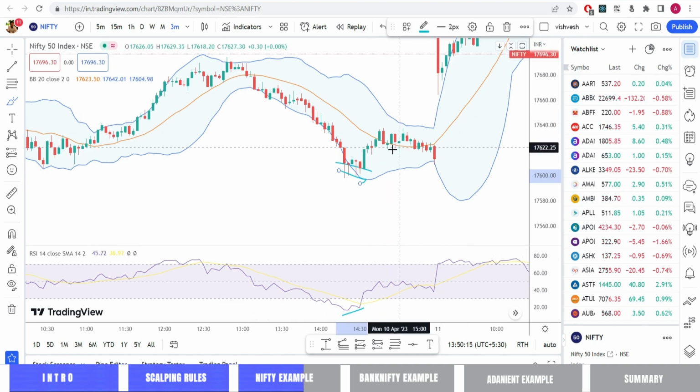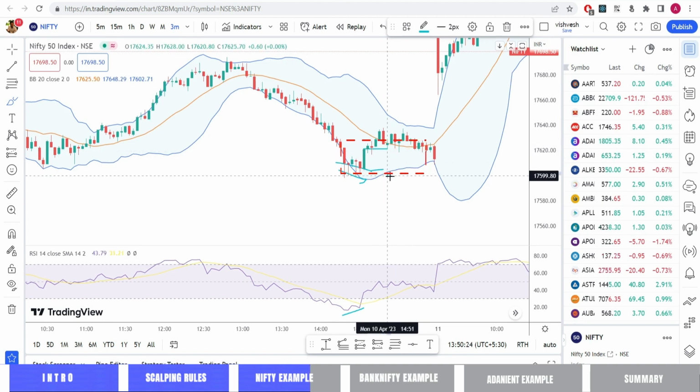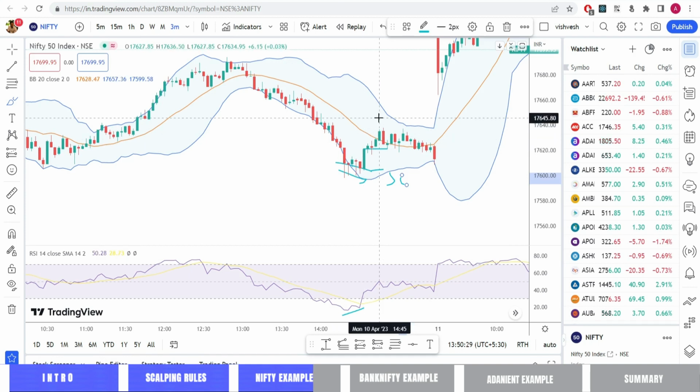But generally when I take a trade, I wait for a green candle. So I get a green candle like this, I will buy at the high and I will put the stop loss here. So this becomes my entry and this becomes my stop loss. And once I've taken the entry, I will put a target of 1:4.